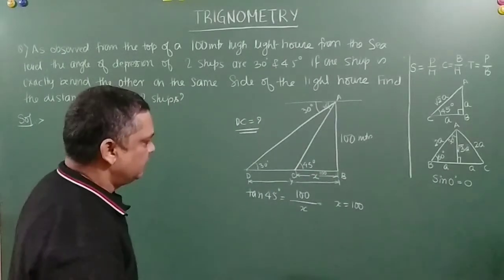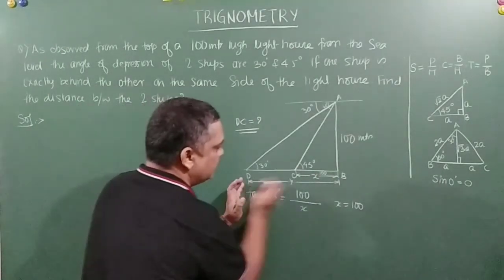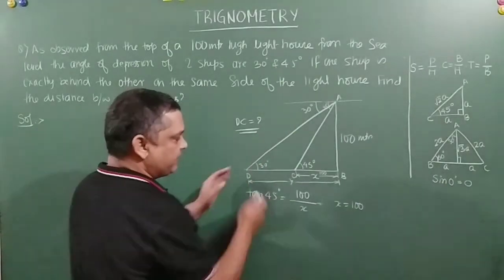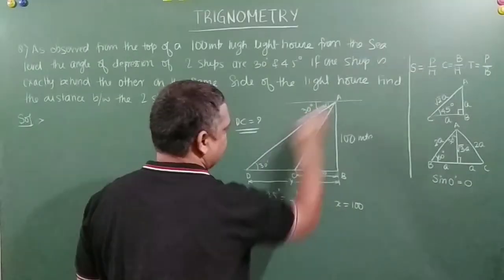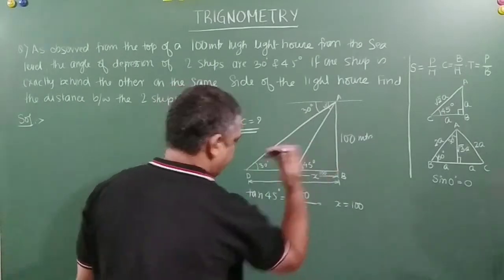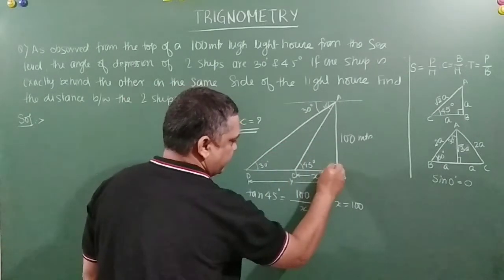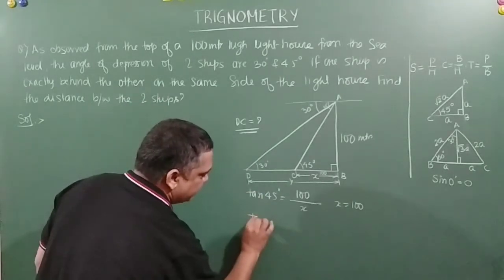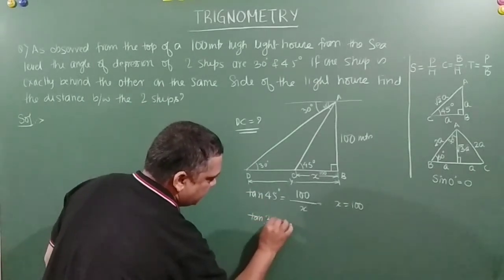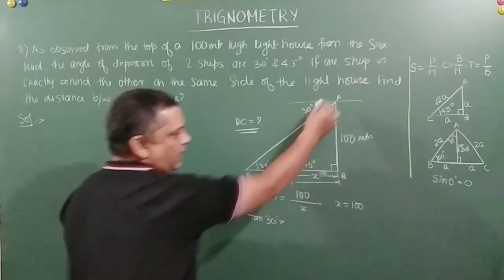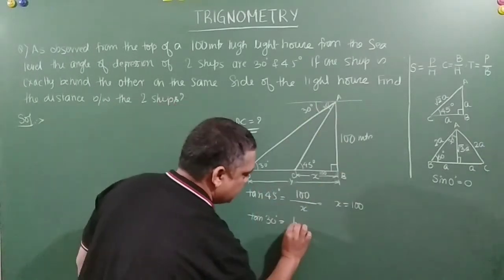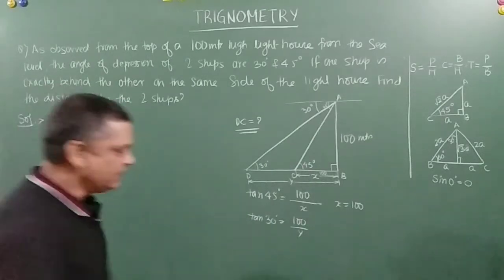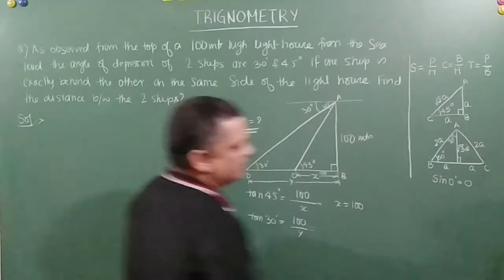You got it? Now let us try to find out DB. Okay. So how is that we can find out? We will consider the bigger triangle, that is A, D and B. Right? Of course this is 90 degrees here. So tan 30 degrees will be equal to 100 by y. You getting it?